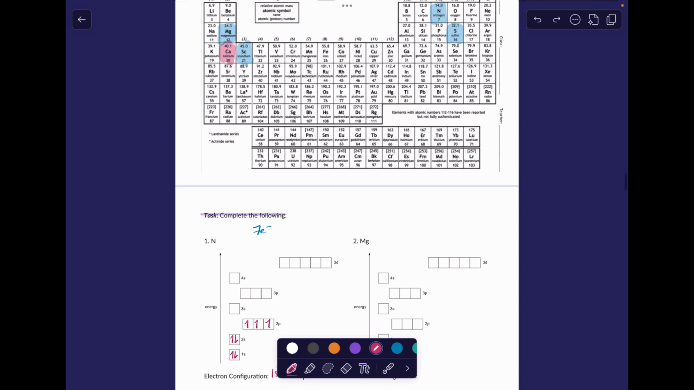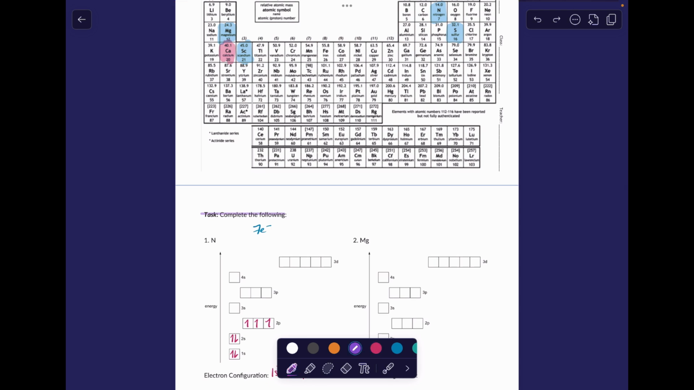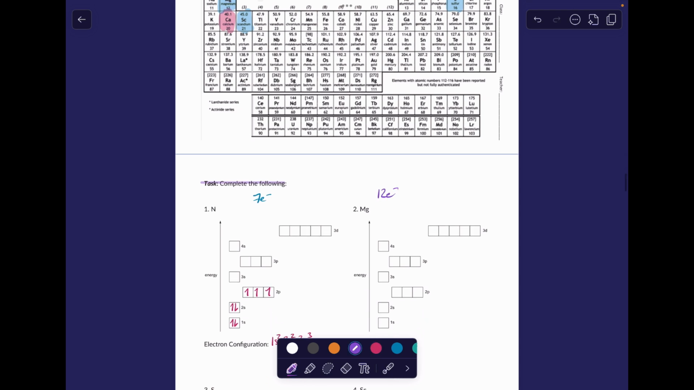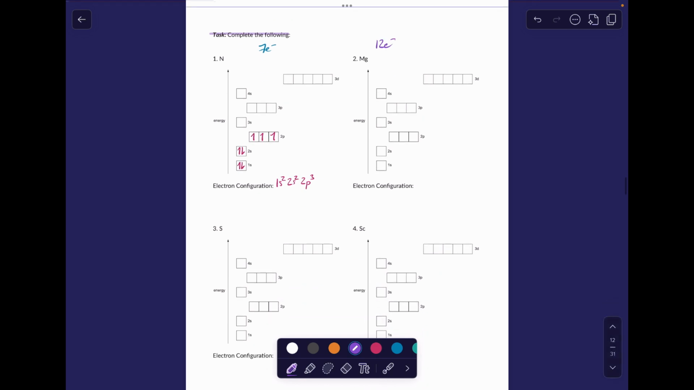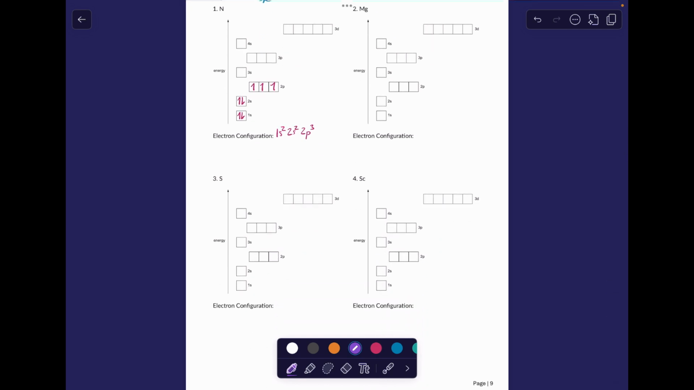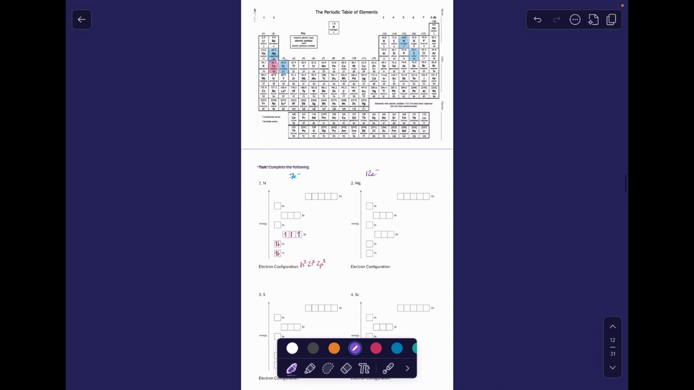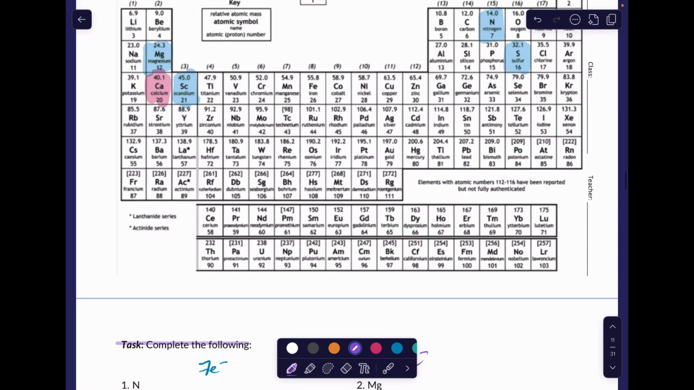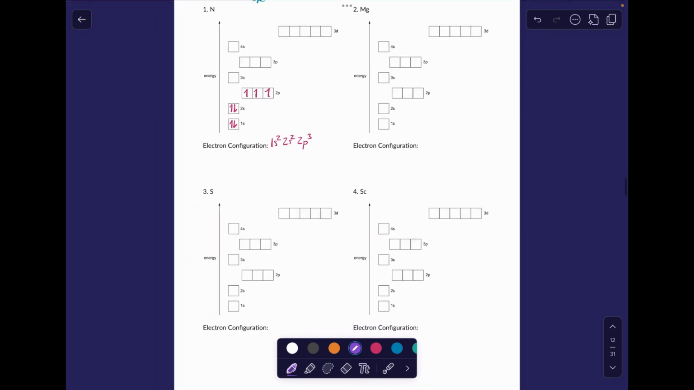So if you zoom out, you can see magnesium has 12 electrons. And I want you to do the same process, but I want you to complete it for magnesium, for sulfur, and then for scandium. Scandium might be a little bit tougher because we've got 21, but I would just follow the outline that we've got right here. All right, good job, guys.